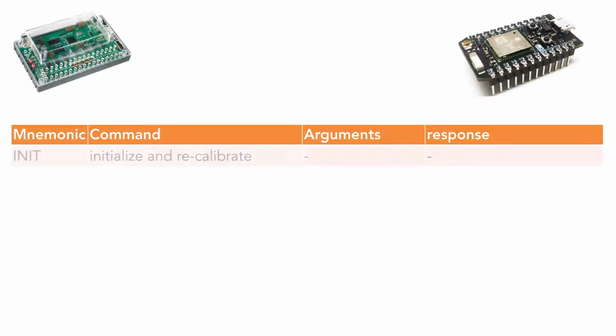The first basic command is to initialize and recalibrate the robot. We might need to do that from time to time or after some unexpected event occurred. This command does not require any arguments and does not produce a result.